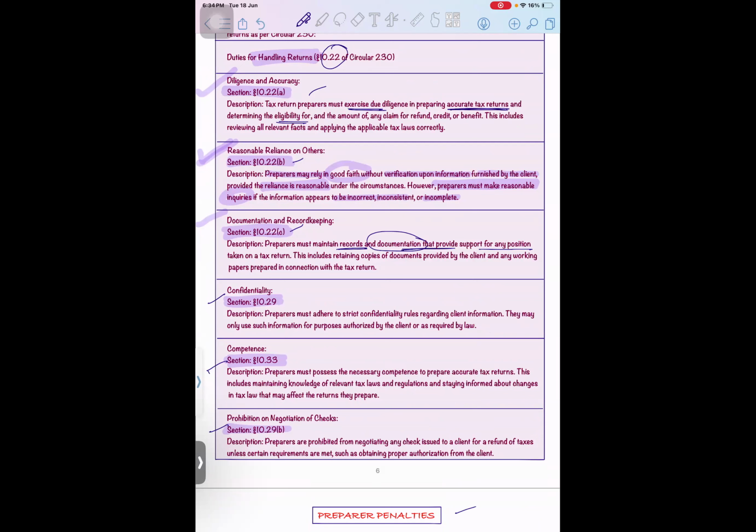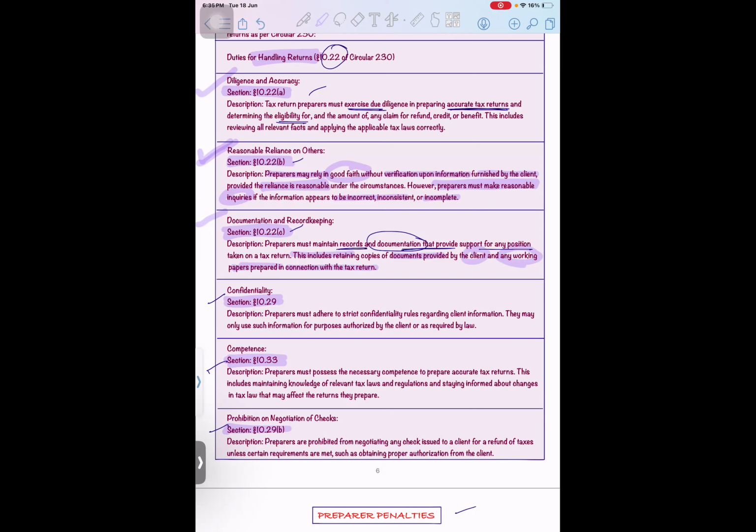One example is work papers. On what basis have you prepared the return? On what basis have you taken the payroll expense? You will have a payroll reconciliation report. On what basis have you considered the inventory? You will have a sales tax reconciliation report plus an inventory valuation report or something. So all the record keeping should be done on your side also, being a preparer. This includes retaining a copy of documents provided by the client and any working papers prepared in connection with the tax return.